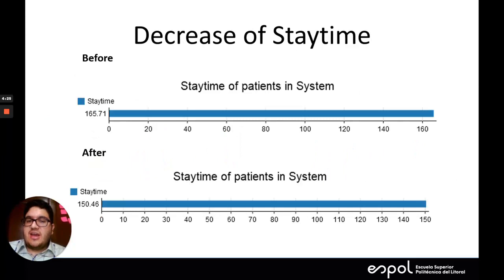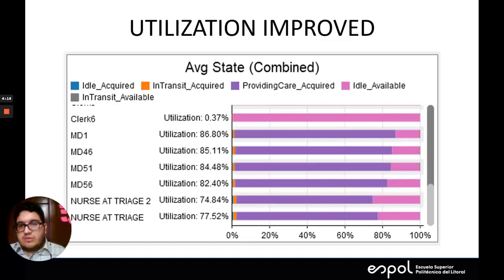The decrease of stay time of the patient in the system: the before is 155 minutes and now it is 150 minutes. The difference is 15 minutes. On the utilization improvement, in the theory of constraints concept by Eliyahu Goldratt, the lean percentage of utilization is 80%, and in our improved system the percentage of utilization is 80%. Because the improved control system is better than the before process. Thank you.